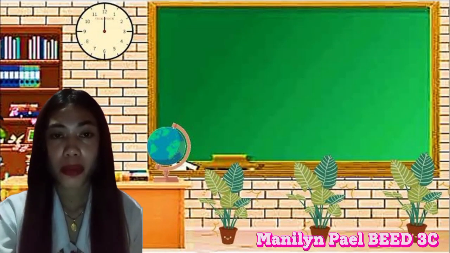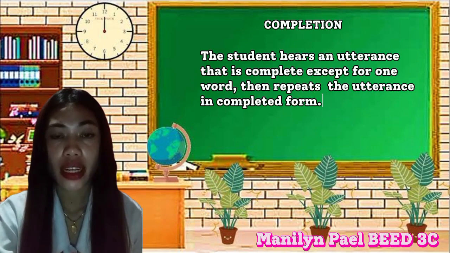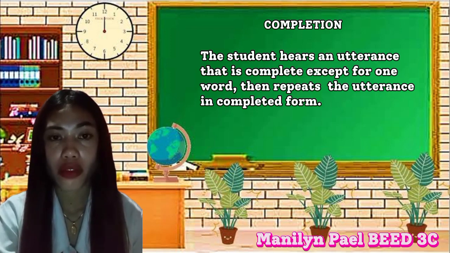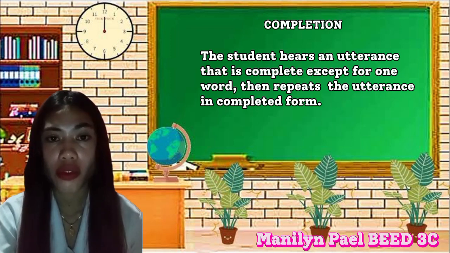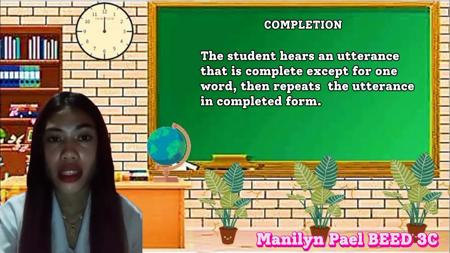Okay, next is completion. The student hears an utterance that is complete except for one word, then repeats the utterance in completed form. So, completion exercises involve filling in the missing words or phrases in a given sentence or dialogue. This exercise focuses on reinforcing grammatical structures and vocabulary acquisition. The learners are required to understand the context and apply their knowledge of grammar rules and vocabulary to complete the sentences correctly. This helps enhance their understanding of sentence structure and improves their ability to use the language accurately.